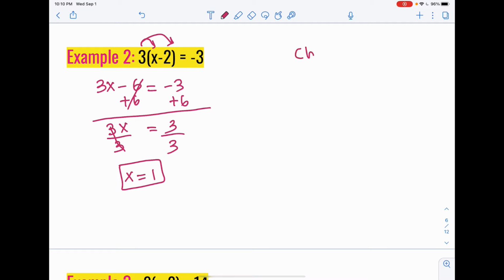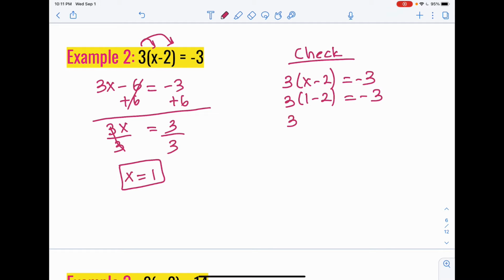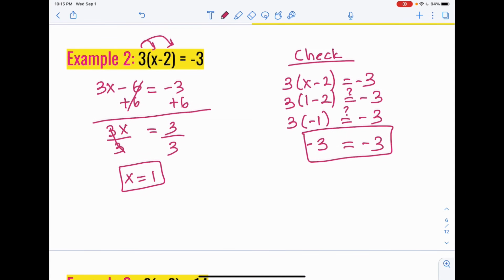Let's go ahead and check. Let's write the original equation. And let's substitute 1 for x. And let's follow the order of operations. 1 minus 2 will be negative 1. And by the way, we're always checking these. And then 3 times negative 1 will be negative 3. And done.